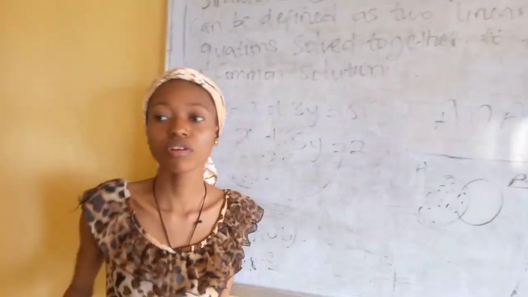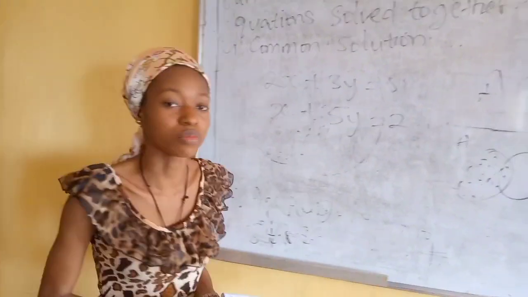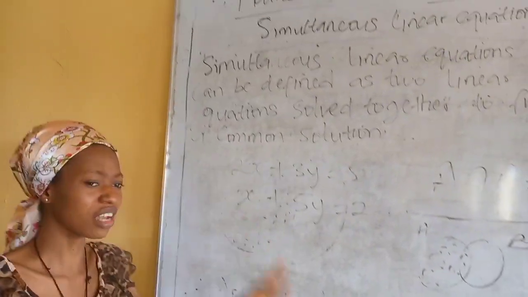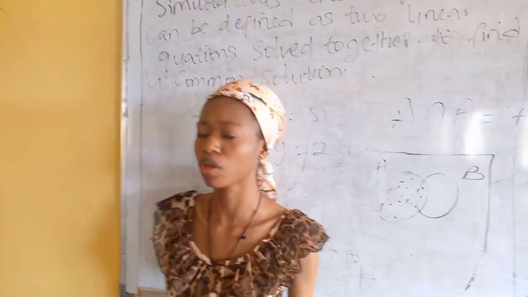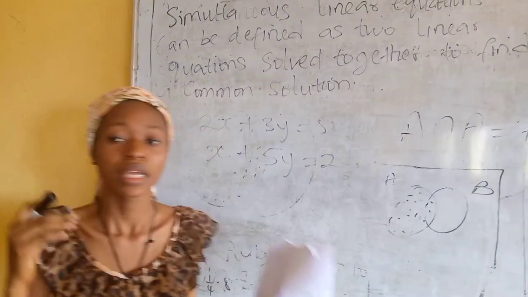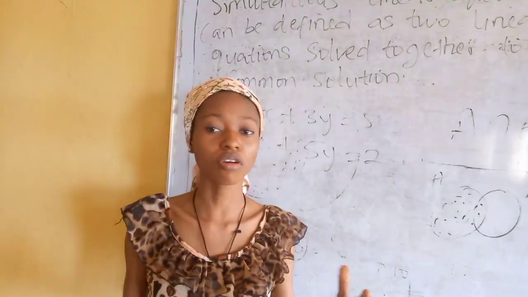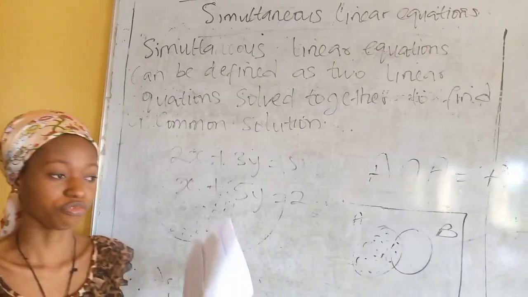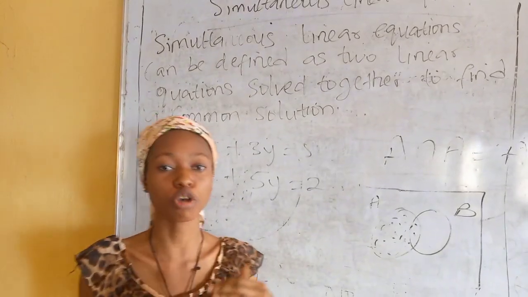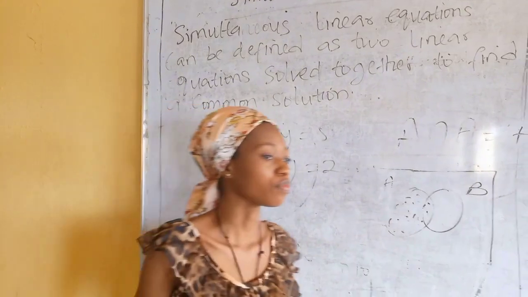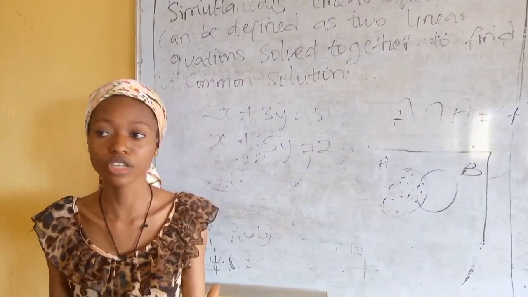Now, we move over to the methods of solving simultaneous linear equations. The first method is the substitution method. The substitution method entails making one of the variables the subject of the formula, then you substitute it in order to get your answer. Then the second one is the elimination method.